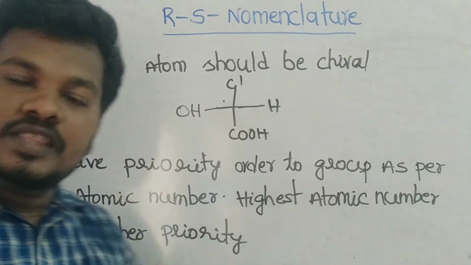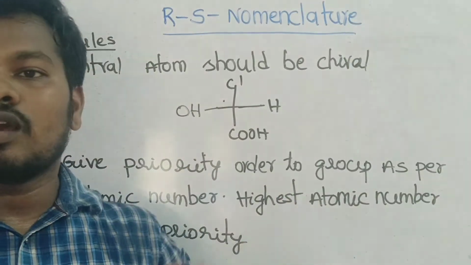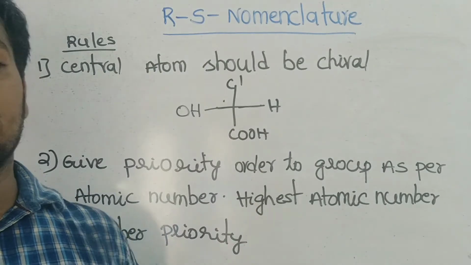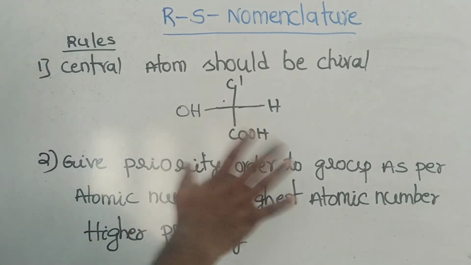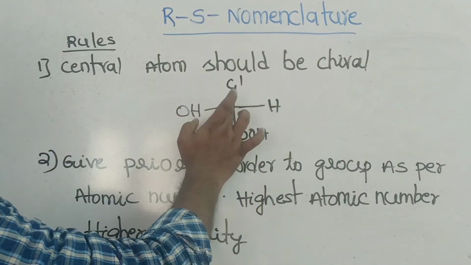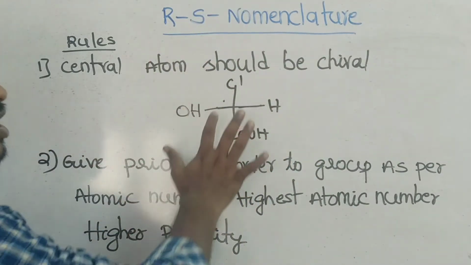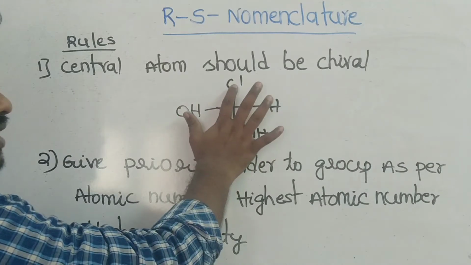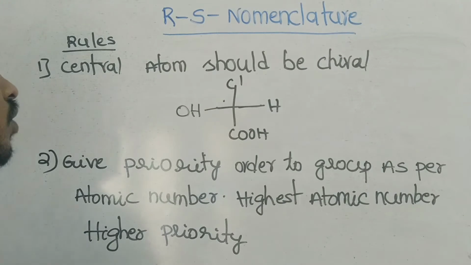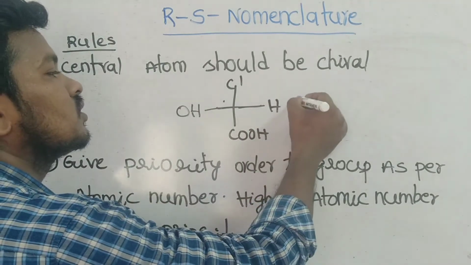So there is a shortcut method to find out whether the given molecule belongs to the R or S configuration. First, we have to check whether the central atom is a chiral atom or not. That means it should be attached to four different groups. So it is chiral. It is attached to chlorine, hydrogen, COOH and a hydroxyl group. These four are different, so this is called a chiral center.